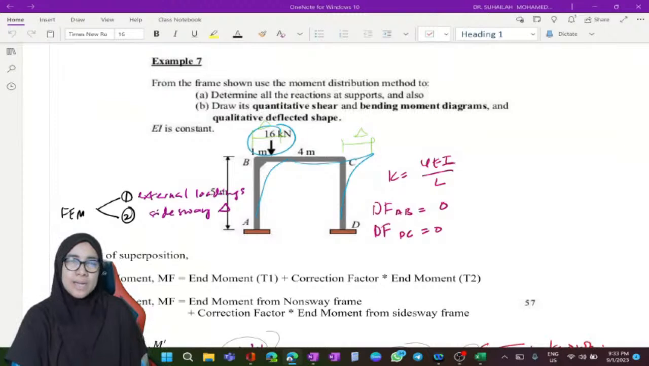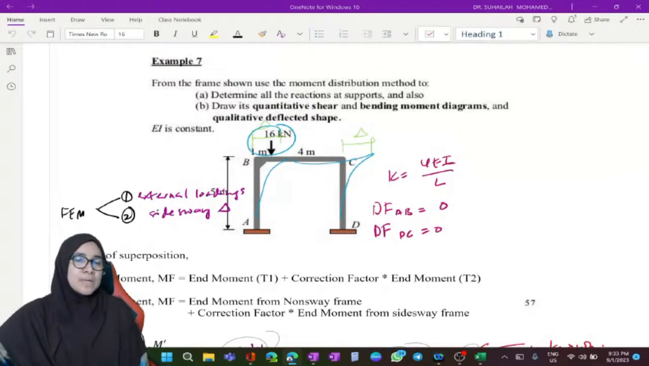So in order to analyze the fixed end moment and member end moment for this frame, we have to apply the principle of superposition. We use the principle of superposition because we want to divide between the external loading and the delta which comes from sidesway. So we have two parts of analysis, table 1 and table 2.